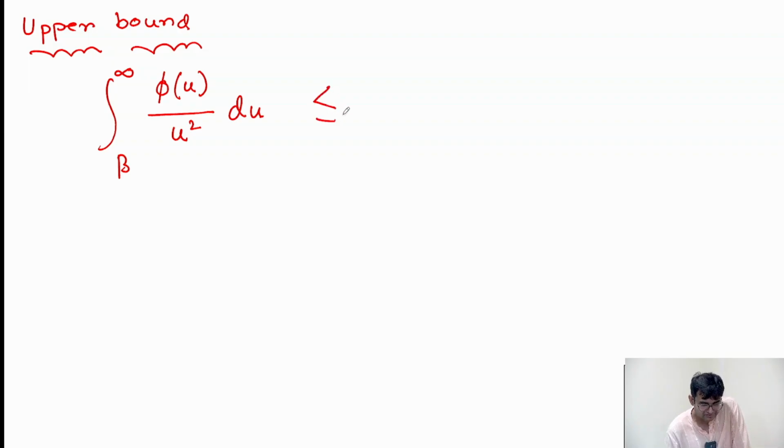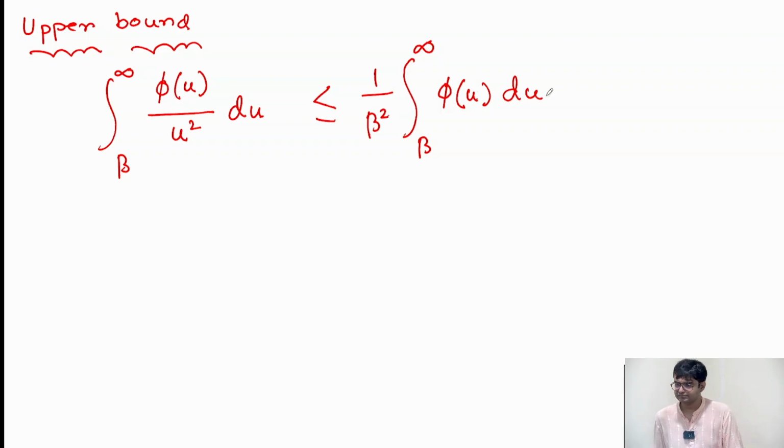I am saying this is less than or equal to 1 by beta square integration beta to infinite phi u du, okay? Are you aware of this theorem? If not, just study it. I am not going to prove it, but this theorem holds, and this holds because beta square is positive, otherwise it will not hold, and u greater than beta means u square is greater than beta square. So given those conditions are satisfied, this holds, okay?